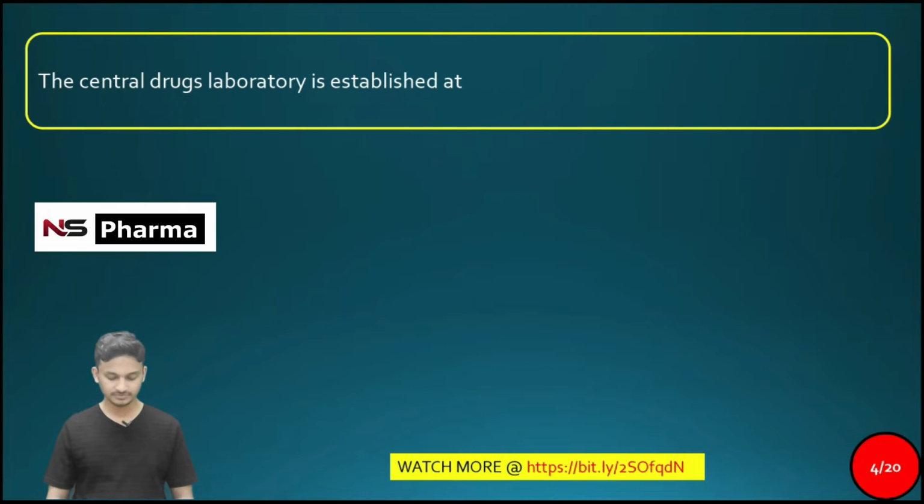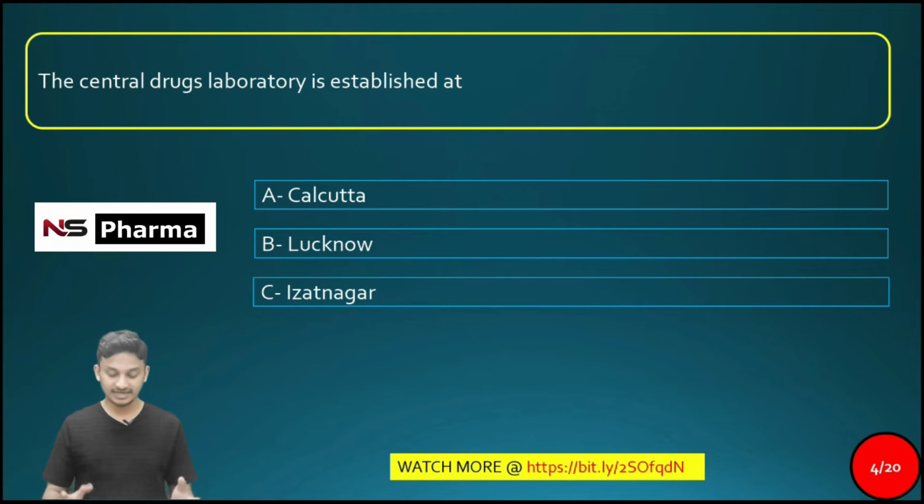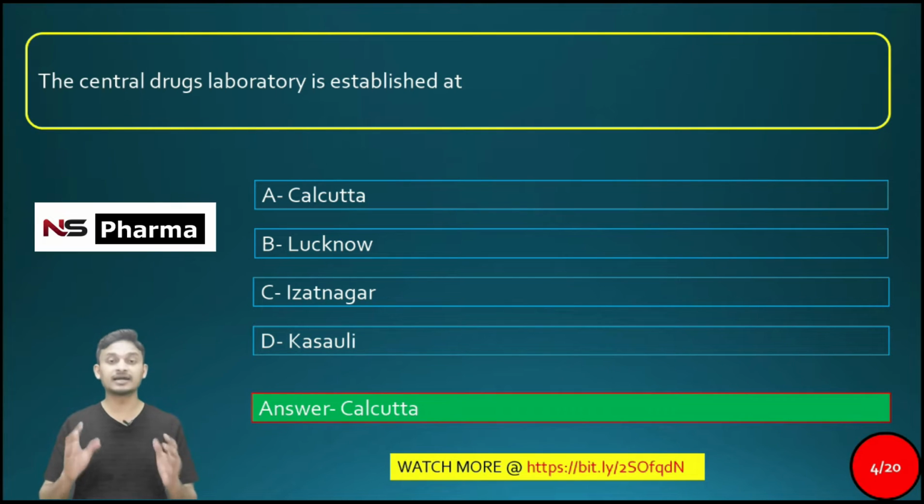Okay. Now we will move to the next question. Question number 4. The Central Drugs Laboratory is established at. Options are option A, Calcutta, option B, Lucknow, option C, Izzatnagar, option D, Kasauli. The correct answer here is option A, Calcutta. Central Drugs Laboratory is located at Calcutta.